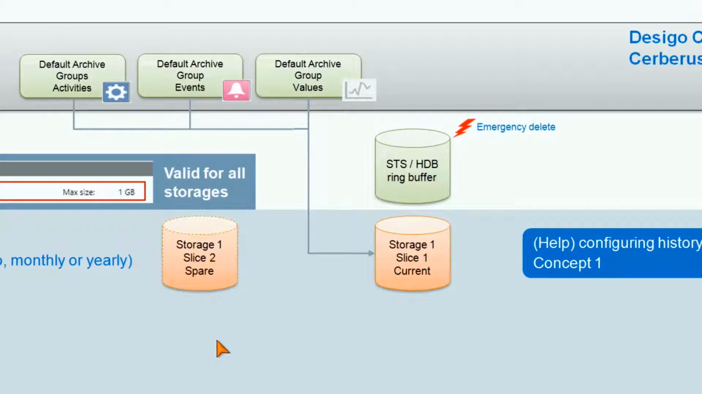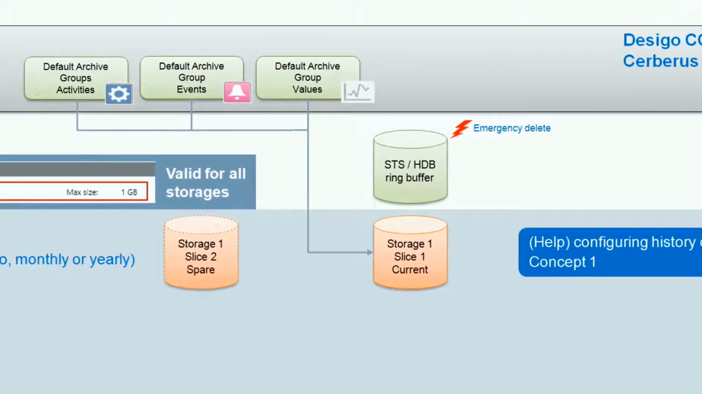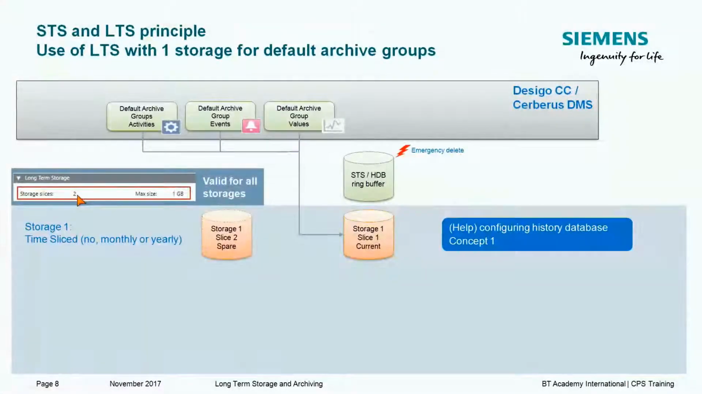In SMC, I can define the number of storages and the number of slices. In this example, we are using 2 slices, and the maximum size of each of those slices. This is what I'm going to define in the SMC. This is what I'm going to explain at the end, almost at the end of this session. This is the most tricky part. First, we have to understand the storage.